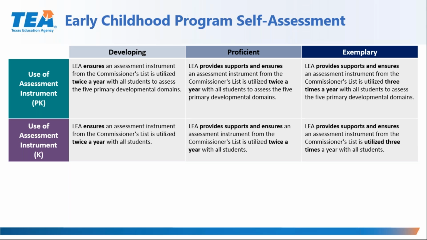So I'm going to let you take a moment to look at the rubric. I'll give you about 20 seconds to glance over that. So as you can see, ideally a district is providing support and ensuring an assessment from the commissioner's list is used at least 3 times a year. We know that way we can measure student progress and ensure that we're keeping up with where students are.